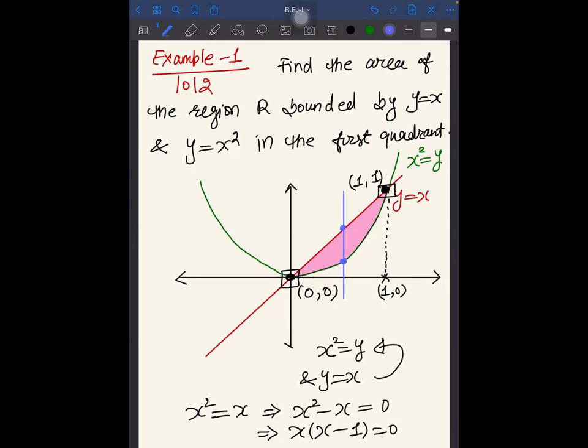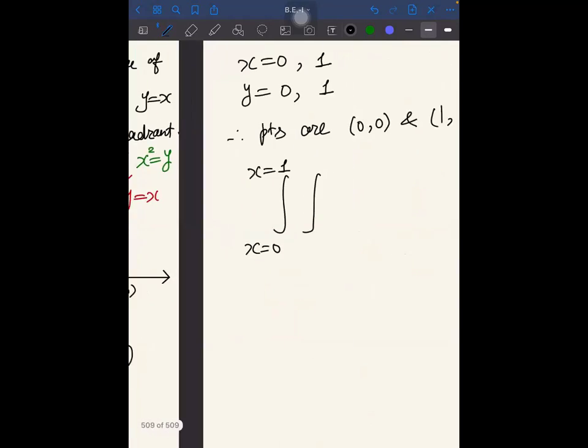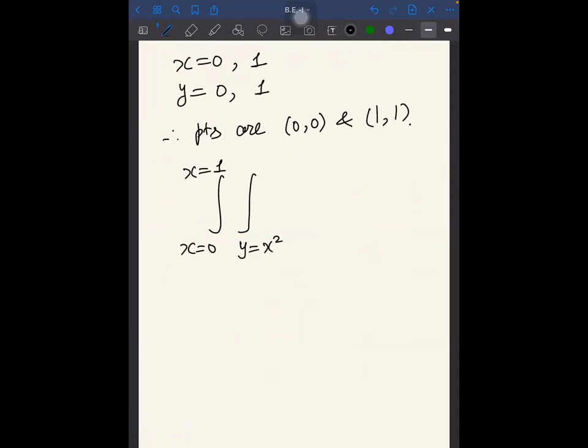So your y is running from where to where? y is equal to x square to y is equal to x. So you'll say that y is equal to x square to y is equal to x. So here automatically we'll consider 1. Now since we are considering y limits over here, we'll keep dy and dx, right? Is it fine? Because this y is over there.